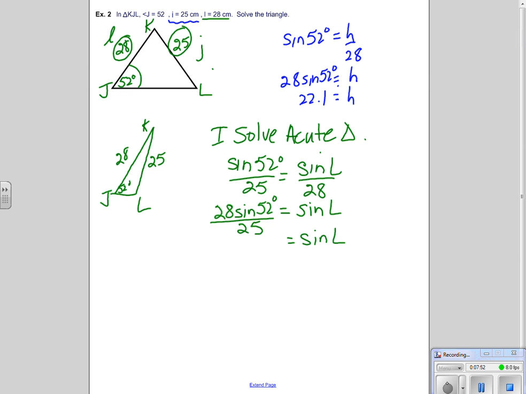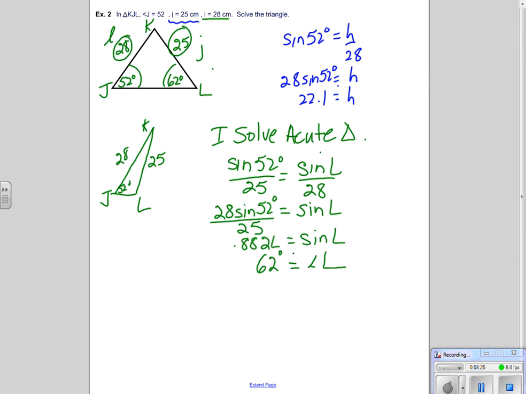Sine of L as a decimal, 0.8826. To find an angle L, I use the inverse sine function, the second function of sine, on that decimal. That gives 61.95, so 62 degrees. That makes sense in the triangle that I have above. My calculator gives me that acute angle L.